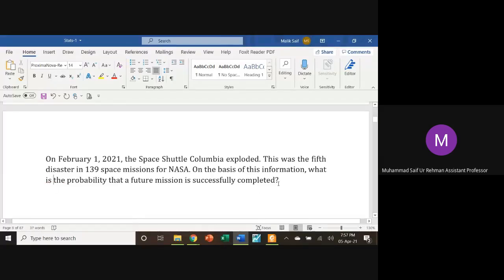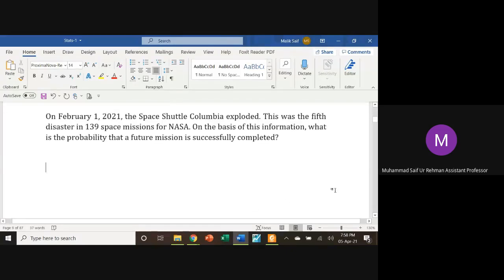It will not complete its journey. When you use the probability concept, you may find out what are the chances that the next or the future mission will fail. So how can you take help of this story? Total space missions were 139. First of all, you will write down the event that is required. Let solution, you will start from here.